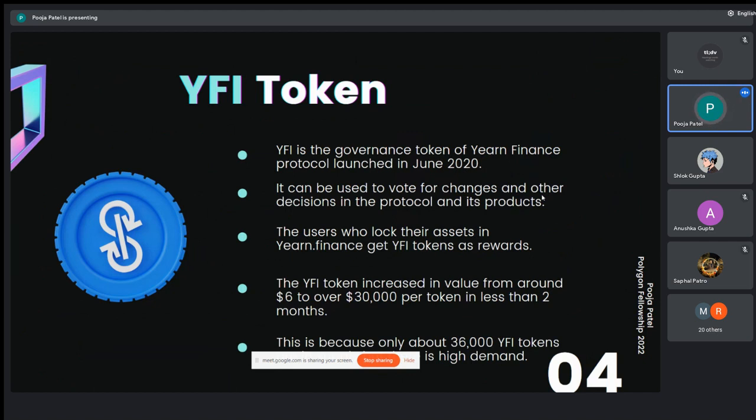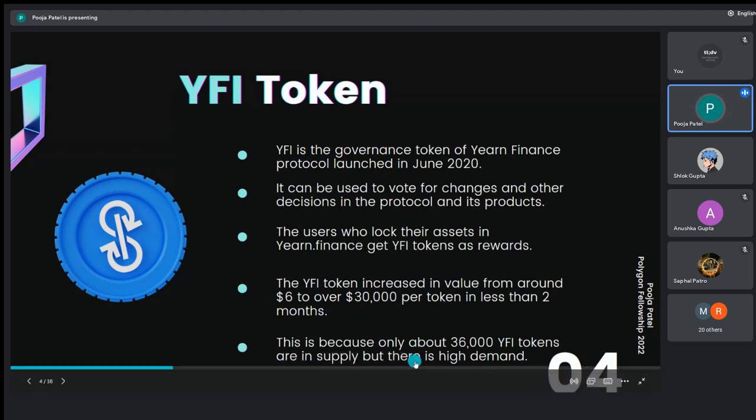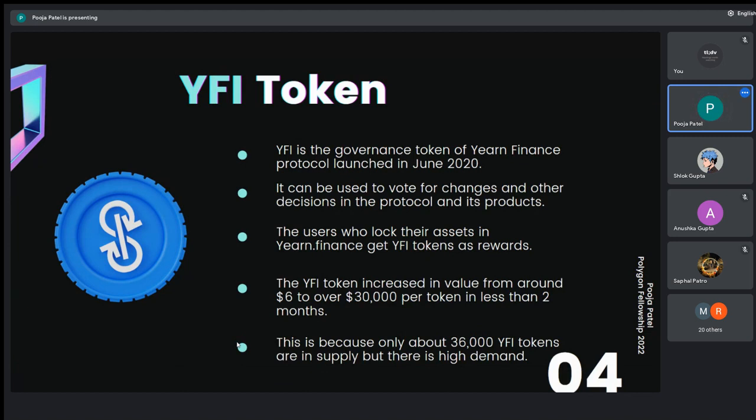So, what is the YFI token? It is the governance token of the Yearn Finance protocol, launched in June 2020. It can be used to vote for changes and other decisions in the protocol and its products. The users who lock their assets in Yearn Finance get YFI tokens as rewards. The YFI tokens have increased in value since they are very limited in supply. Only about 36,000 YFI tokens are in supply today, but there is a high demand, hence their price has increased drastically from $6 to about $30,000 per token.